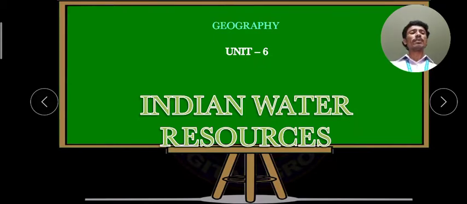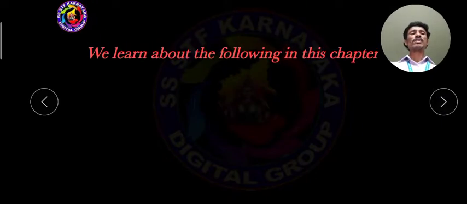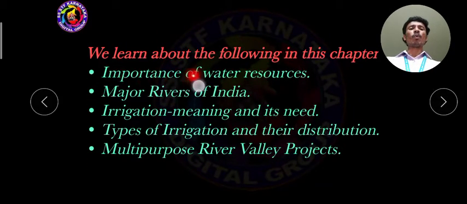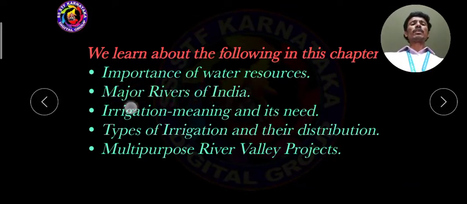So in this lesson, we have to learn the following aspects: the importance of water, then the greatness of water, major rivers of India, the most important rivers of India, then the meaning of irrigation and its need, supply of water to dry land, then types of irrigation and their distribution, forms or kinds of irrigation, multi-purpose river valley projects, and the different types of uses for which we use water.